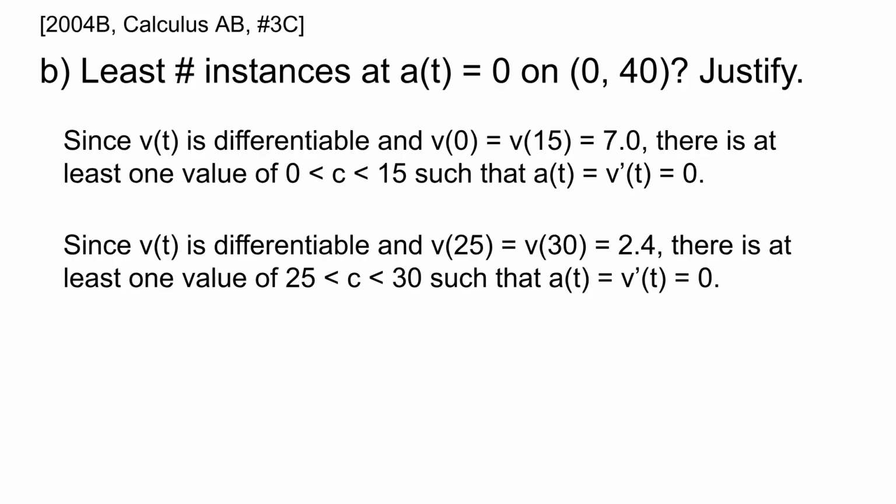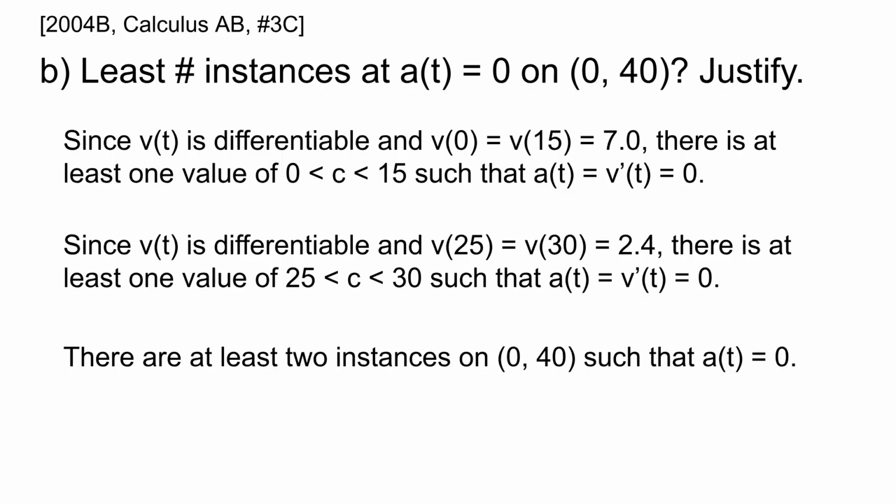Using similar reasoning, v of t is differentiable, v of 25 and v of 30 are both equal to 2.4, so we can conclude that there is at least one more value of c between 25 and 30, such that a of t equal v prime of t is equal to 0. We can conclude then that there are at least two instances on the open interval from 0 to 40, such that the acceleration is 0.